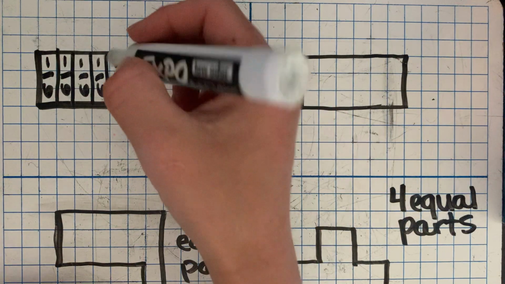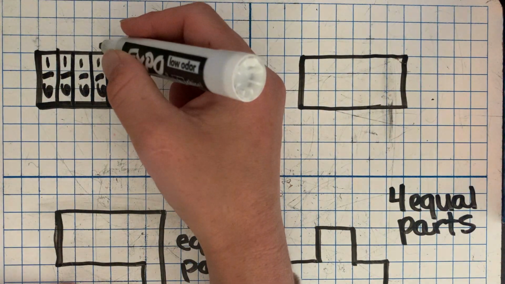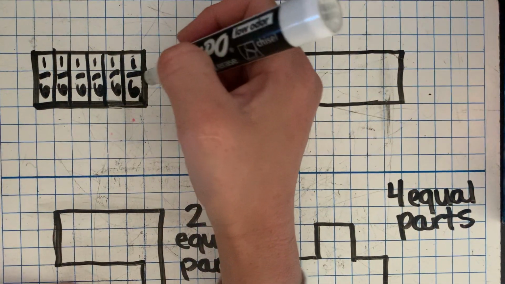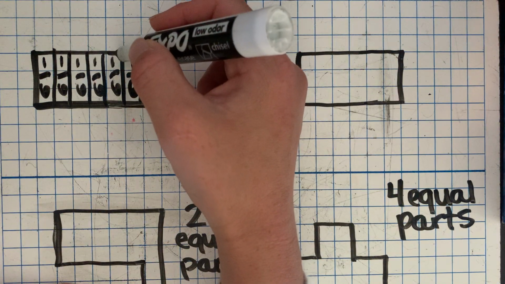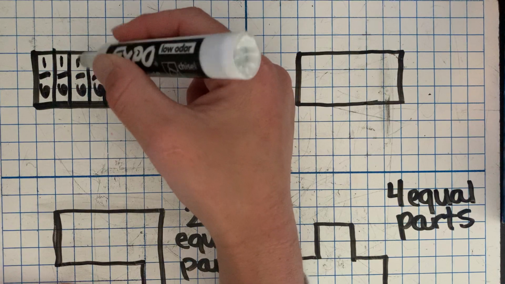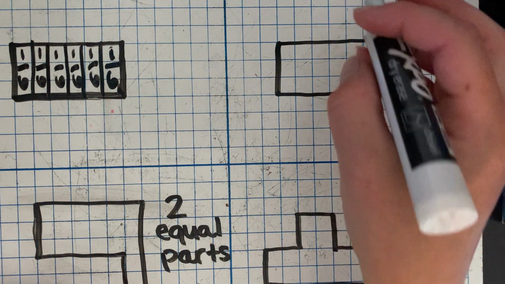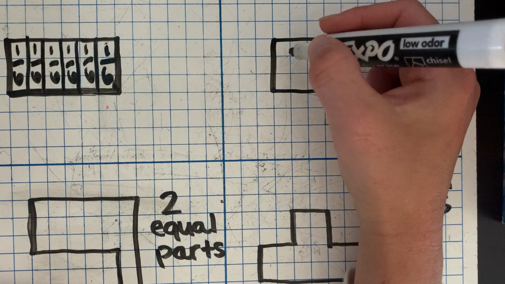And for this one, you can see that each 6th is the same area. They're all 3 boxes, but they're also the same exact shape. I have 6 rectangles here. Now watch what I'm gonna do over here. I'm gonna make 6 equal pieces.